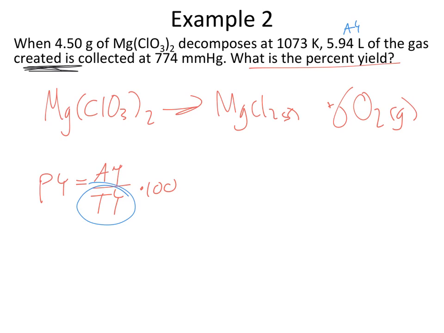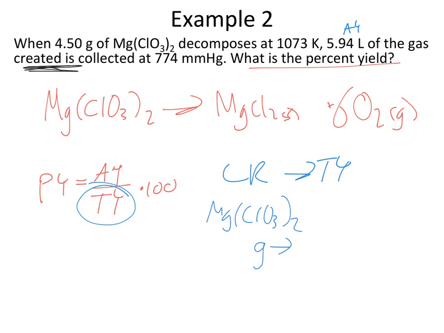Now, when we were doing limiting reagents, how did we figure that out? Well, if we had two reactants, we figured out what our limiting reagent was, and then from there we figured out what our theoretical yield is. But this is actually easier in this question because we only have one reagent. So therefore, the limiting reagent must be MgClO3. So if I take my grams of this, convert it into moles, and multiply by the mole ratio, again from our balanced equation, I can figure out how many moles of O2 gas are created.